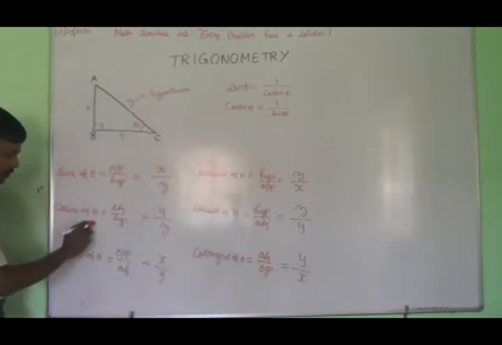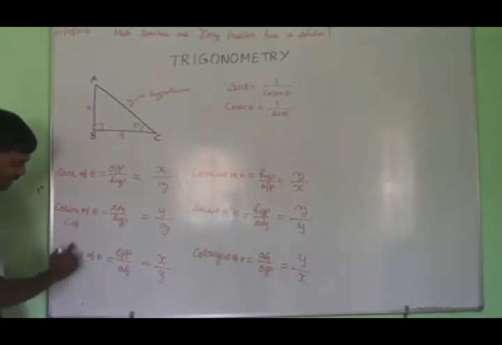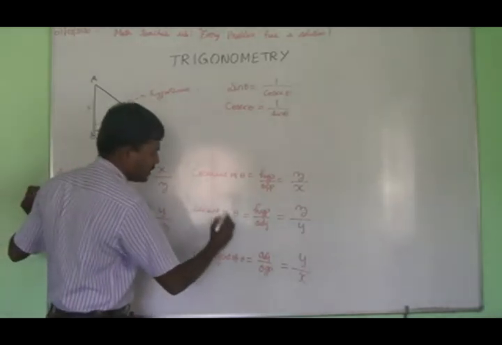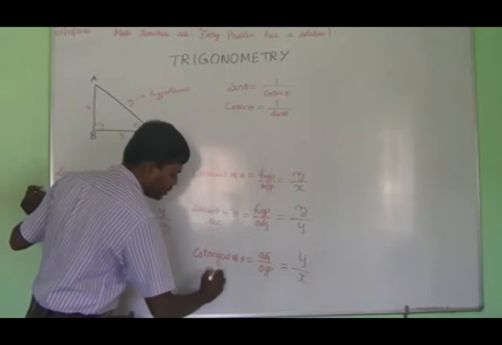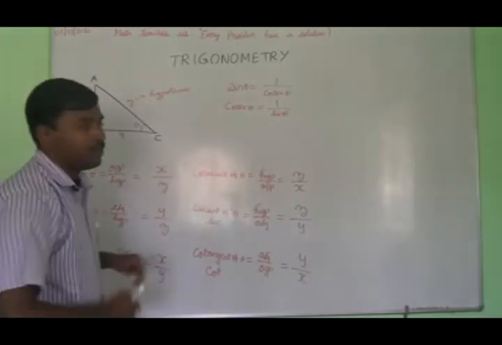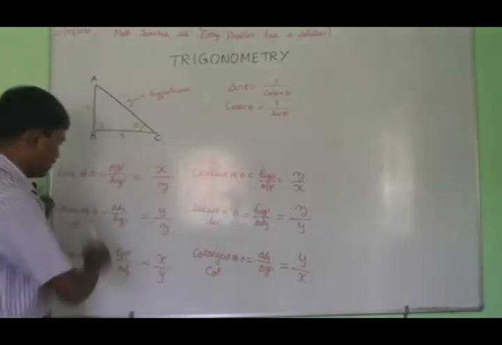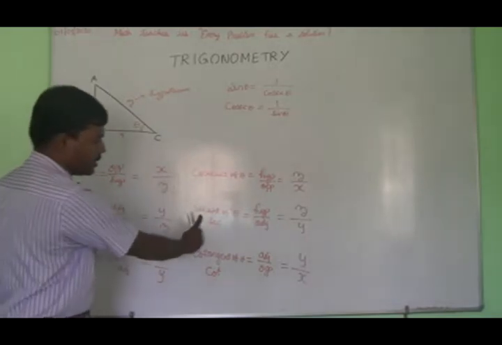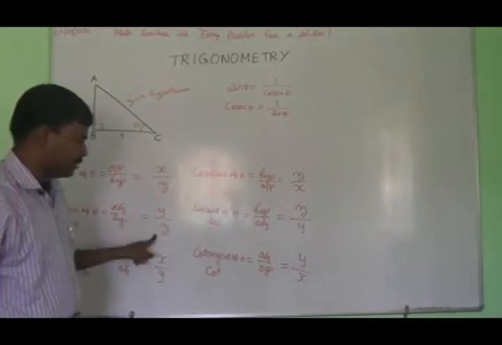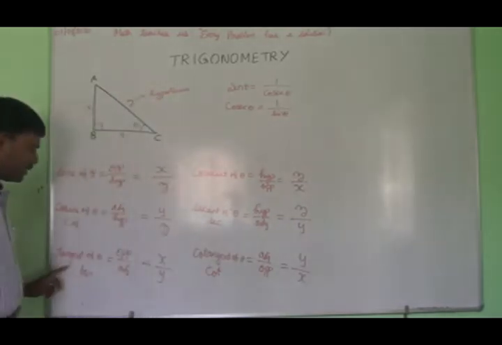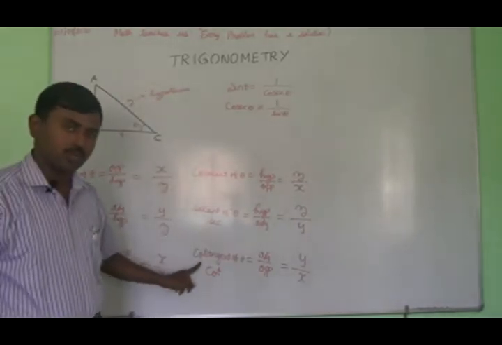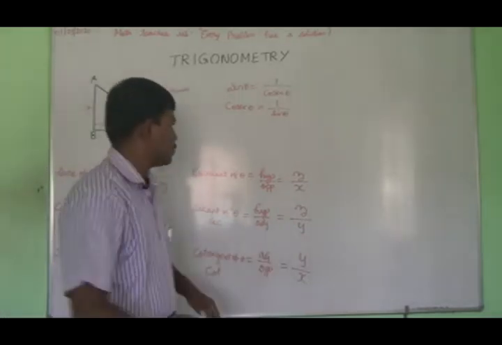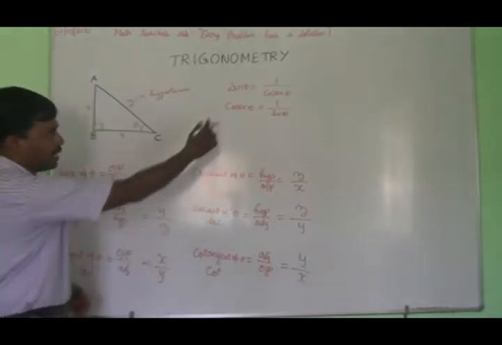Similarly, the short form of cosine is cos, the short form of tangent is tan, for secant you can write sec, and for cotangent you can write cot. So we can write the reciprocals. Sine and cosecant are reciprocal, and likewise cos and secant are reciprocals to each other. As you can see, this is y by z and this is z by y. Tan and cot are also reciprocals to each other. This is x by y and this one is y by x. So we can write the remaining also like this.